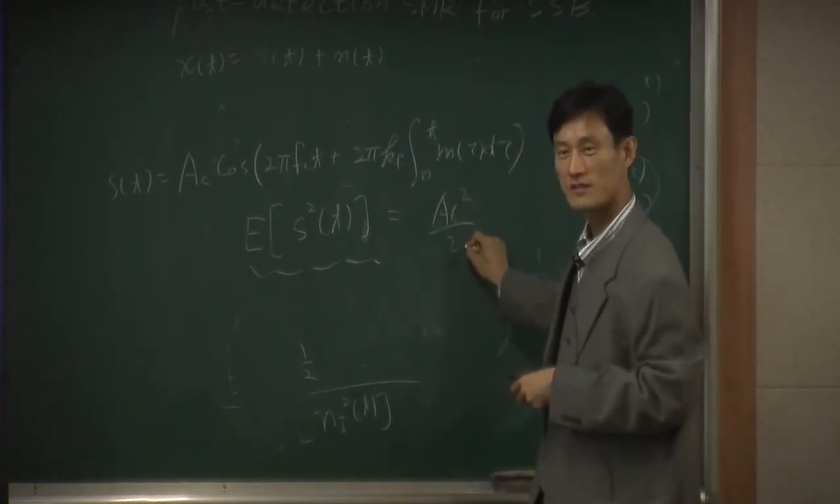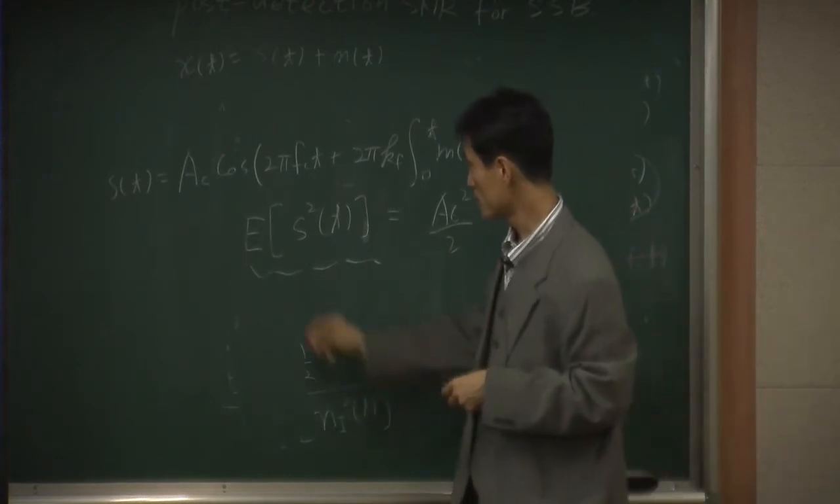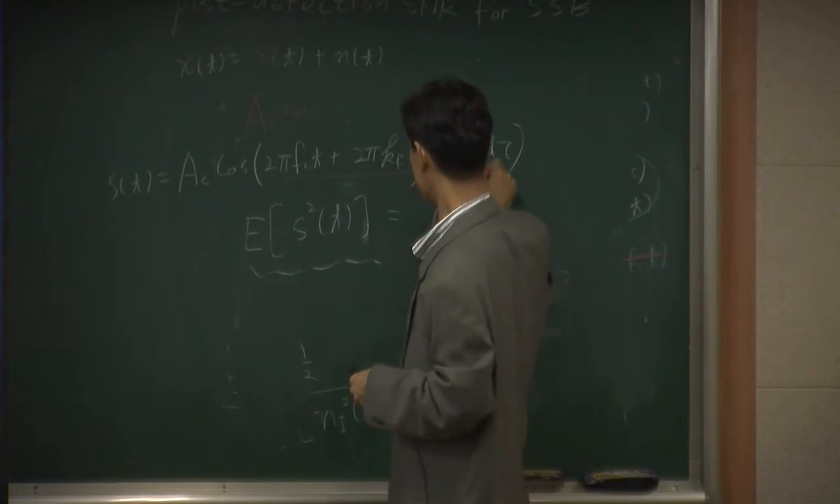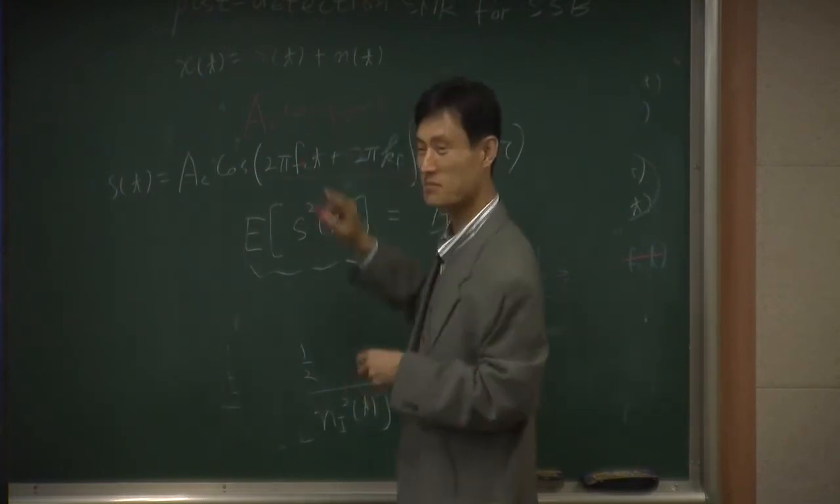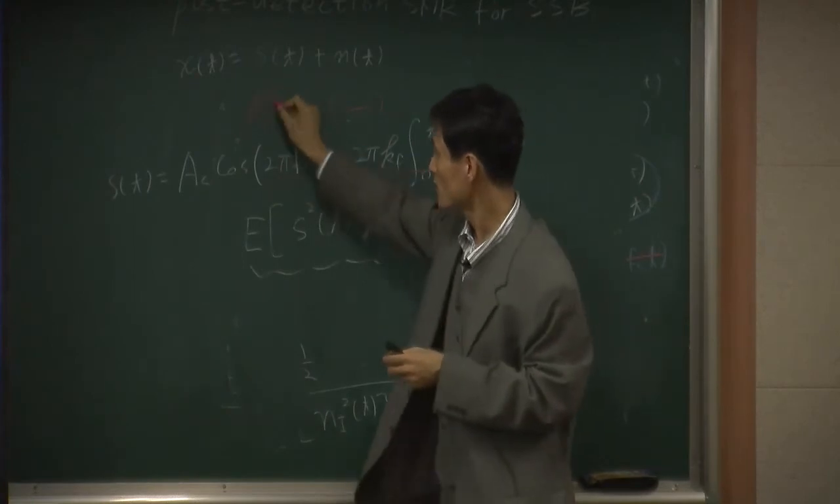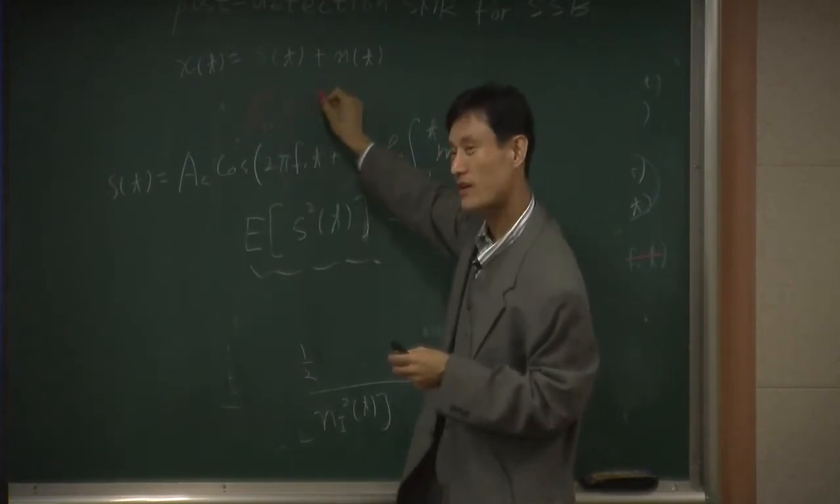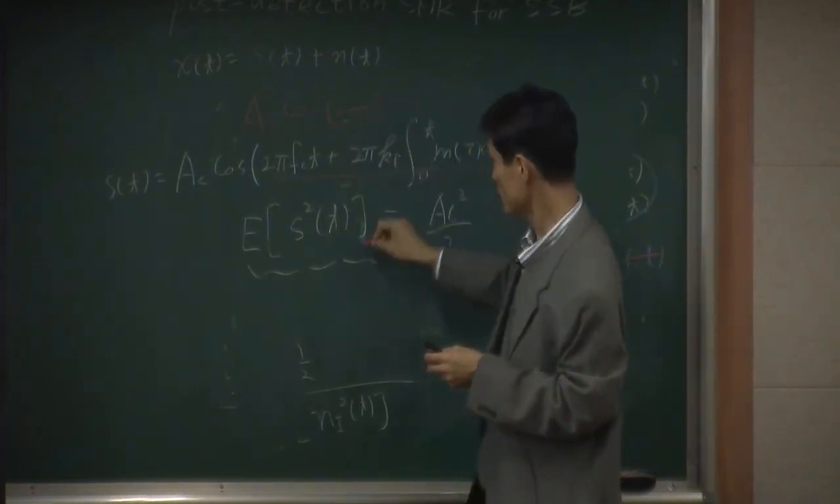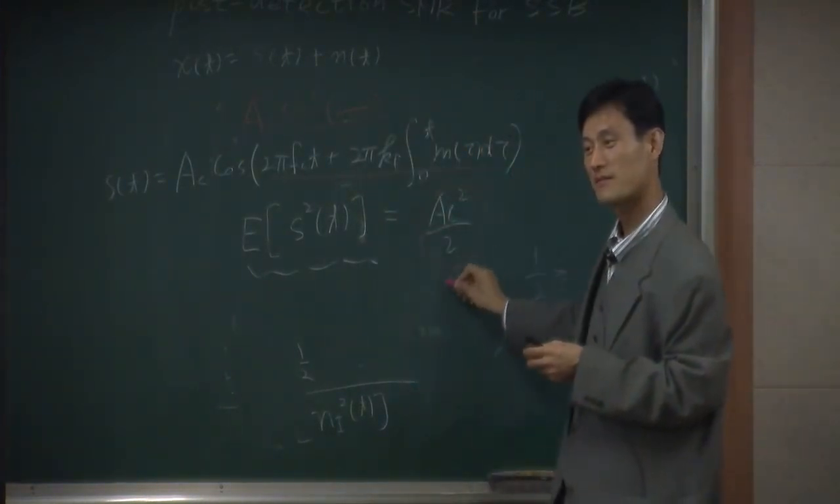Just this. Why? Because this one is anyway just AC cosine. It doesn't matter whatever you have. Maybe you have something, but it doesn't matter. Just square. Then you get the AC square and cosine square. What is the expectation of cosine square? 1/2. So it's like this, very simple.